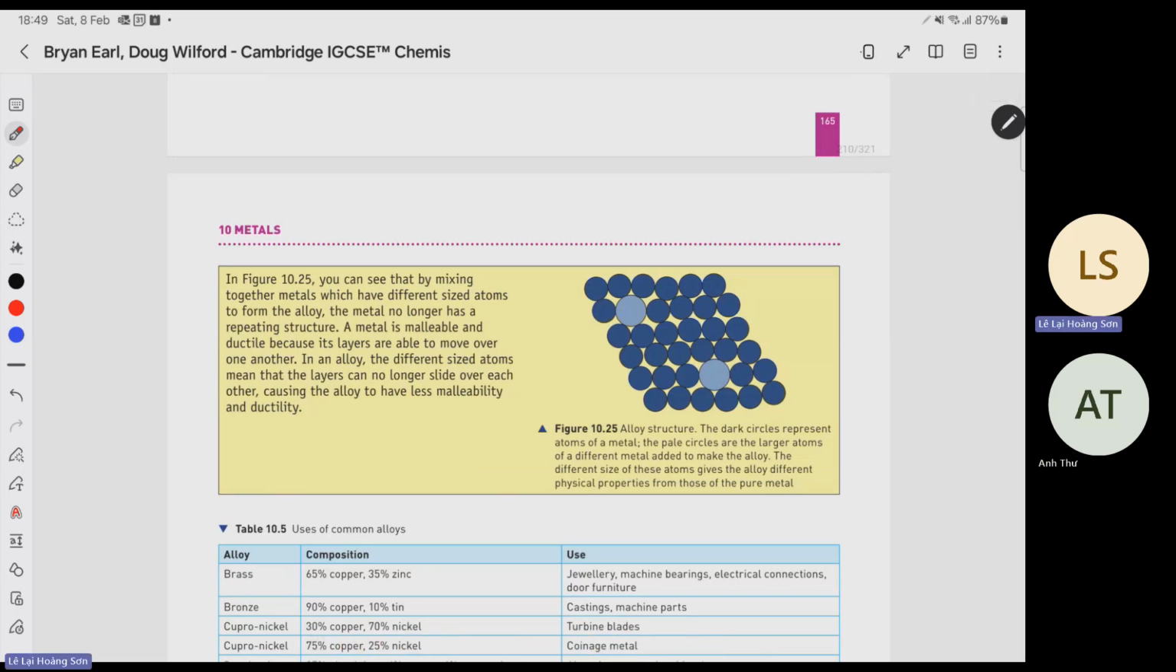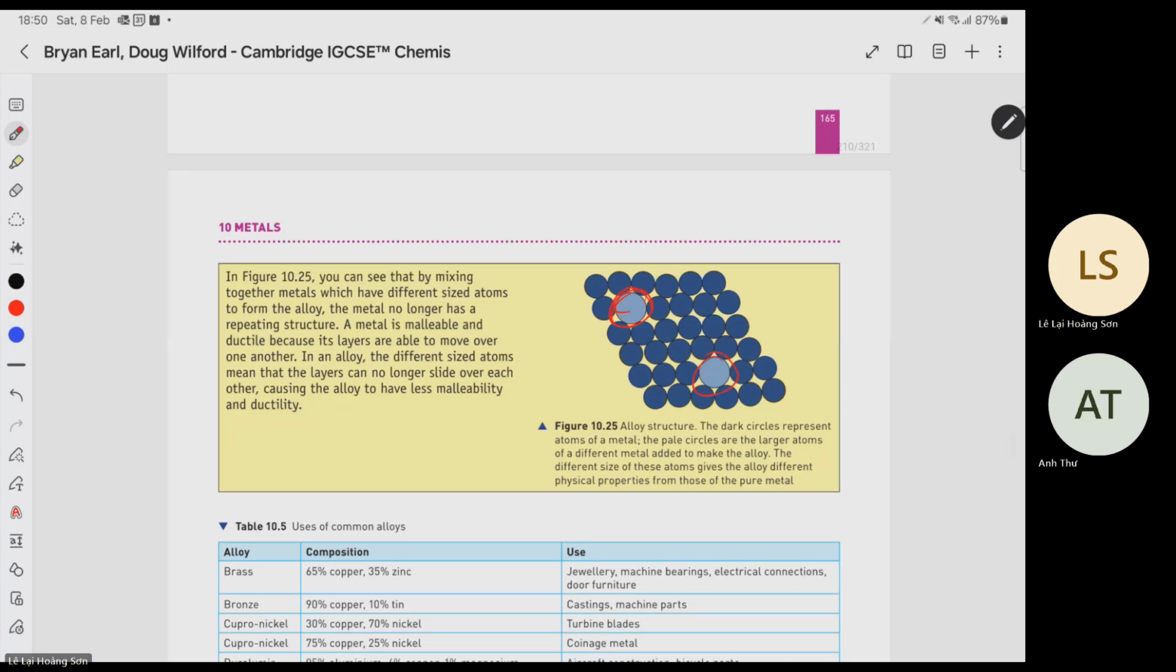Sometimes, by introducing another metal into the alloy, you can make it less malleable and ductile. Usually the pure metal is going to be more malleable and ductile than the alloy. That is because when you introduce atoms of a different type into the crystal of the other metal, and because they are of different sizes, they cannot really slide over each other easily like in the case of a pure metal, and therefore it will make the alloy less malleable and ductile.